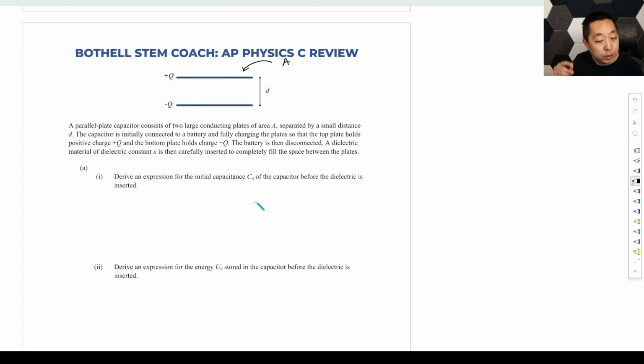So we're going to derive an expression for the initial capacitance of the capacitor before the dielectric. So this is just knowing your formula, epsilon naught A over D. It's not much of a derivation, but I just want you to have a good starting point. What is the energy stored in the capacitor?